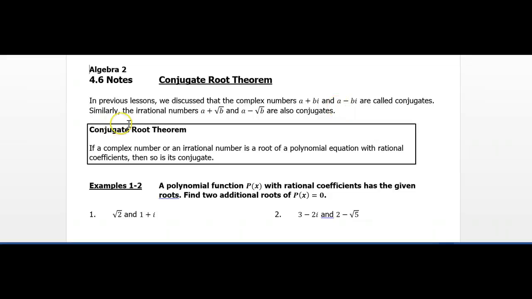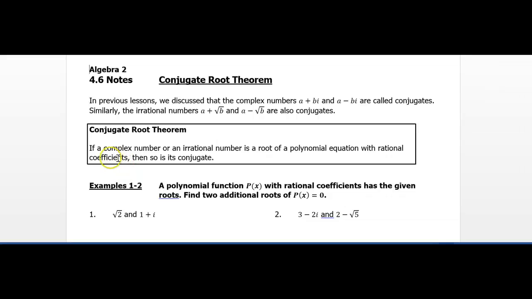Similarly, if you have irrational numbers, if you have a plus radical b, its conjugate would be a minus radical b. And we saw those were kind of special when we learned how to rationalize denominators. We learned that a conjugate times itself will give you only a real answer, or for irrationals, you'd get actually just a rational number for the answer. And so stemming from that, we have what is called the conjugate root theorem.